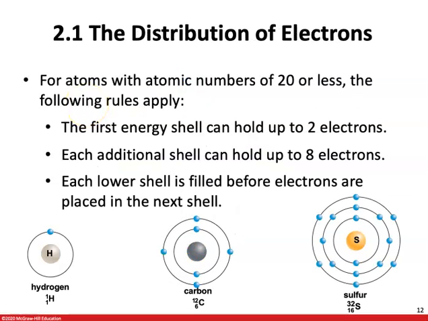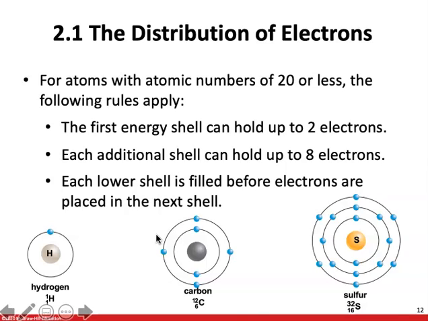So one of the things that we want to discuss is going to be the distribution of those electrons. For atoms with an atomic number of 20 or less, the following rules are going to apply. The very first energy shell can hold up to 2 electrons. Each additional energy shell can hold up to 8 electrons, and each lower shell is going to need to be filled before the electrons are placed into the next energy shell.